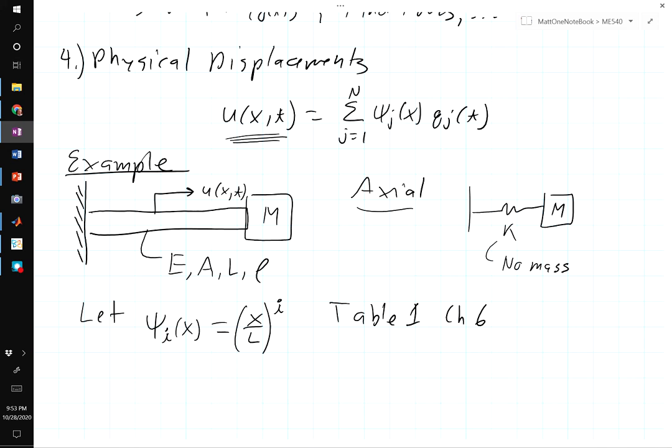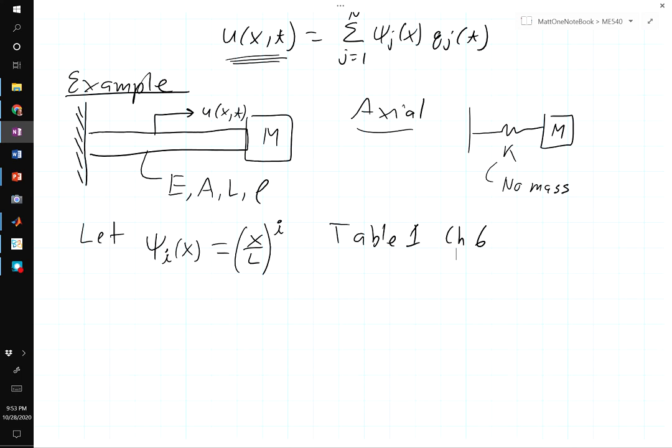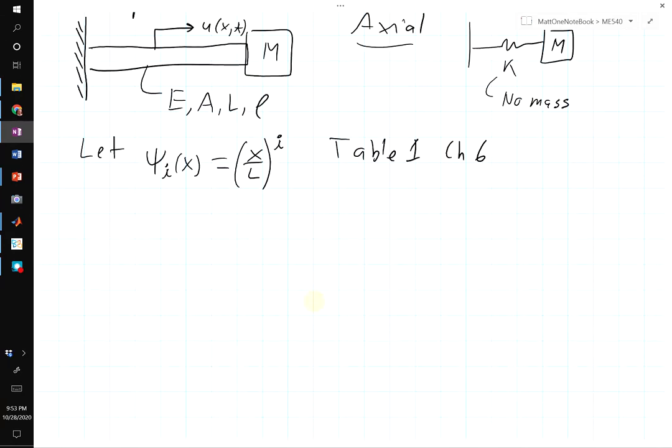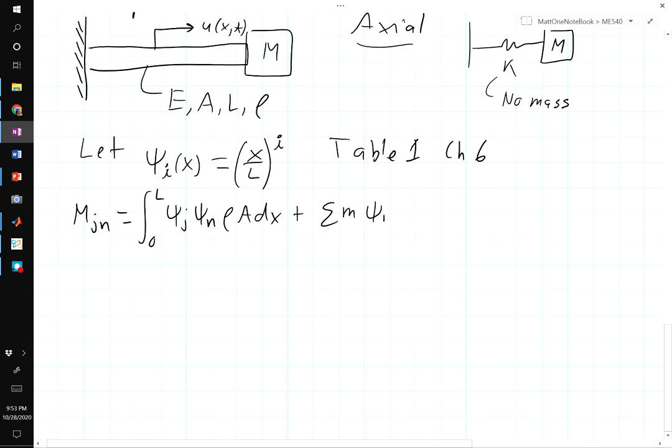All right, so what we could do now is plug in the formulas. So we're going to go to the book and use these formulas for the terms. So going to the book, we look up and we find the formula. M_jn is the integral from 0 to L of psi j psi n rho A dx, plus the summation of any masses times psi j of x_n, psi n of x_n. All right, that's our formula.